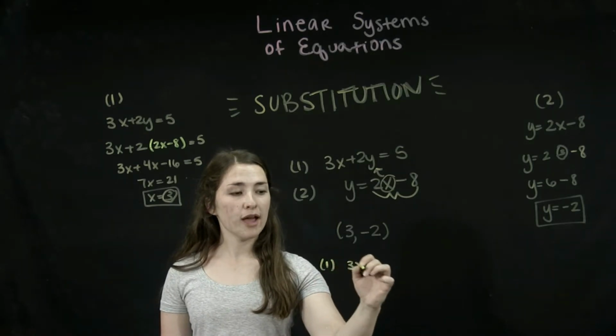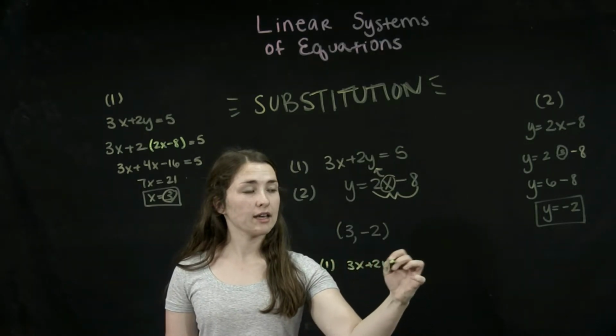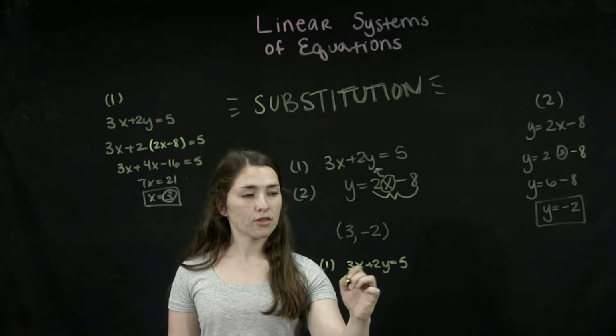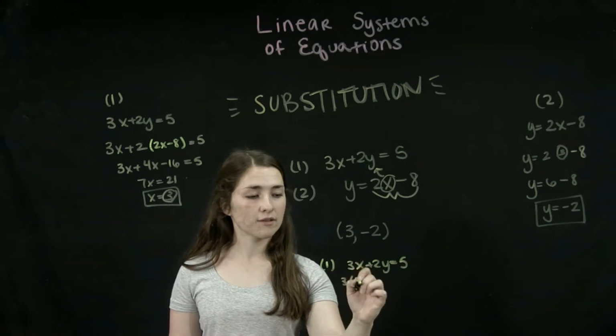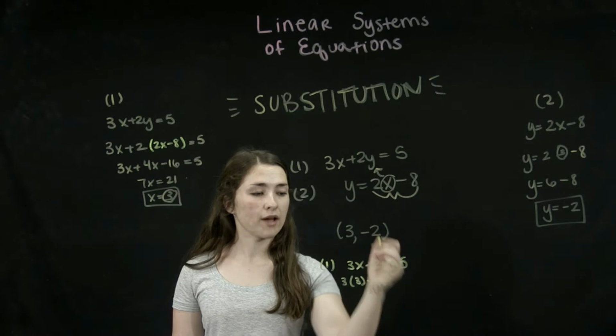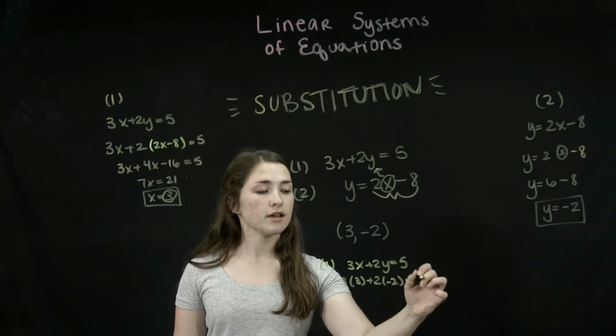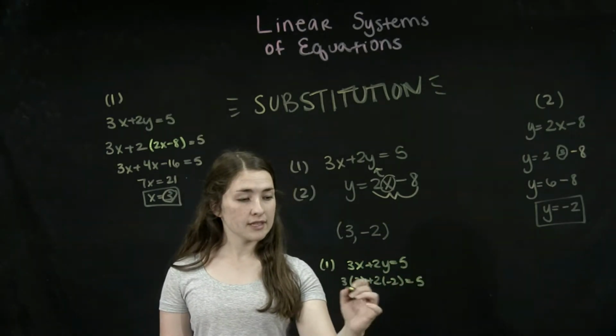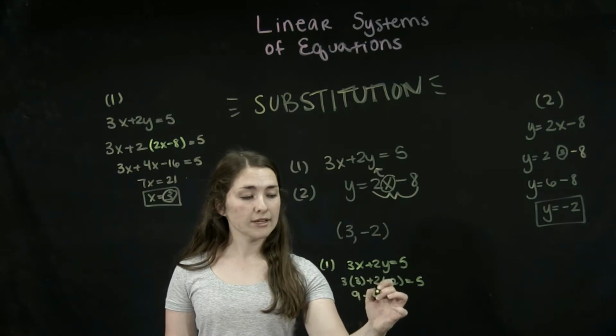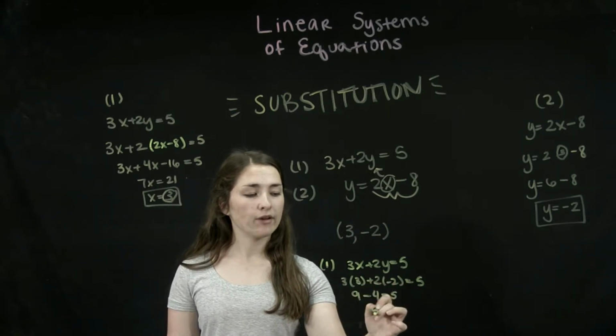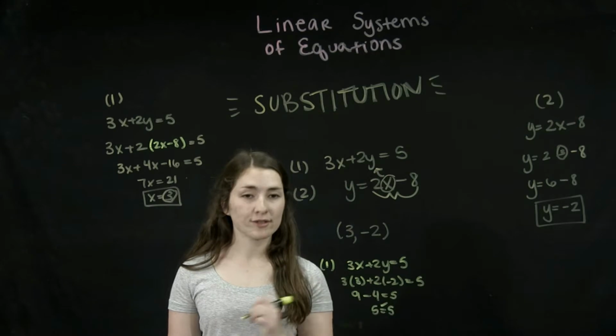We have 3x plus 2y equals 5. So 3 times x, which is 3, plus 2 times y, which is negative 2, equals 5. Then we see 9 minus 4 equals 5. And voila, 5 equals 5.